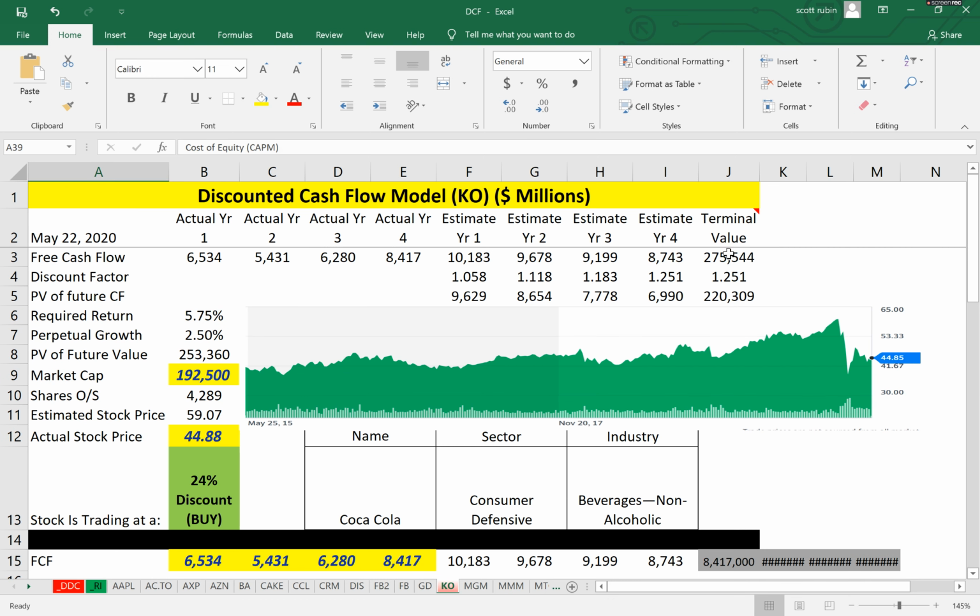So we calculated the future free cash flow. We did a terminal value. We discounted it back to today's dollars. And if you sum up these lines, you get 253 billion, which is the estimated price of the company. And if you divide that by 4.3 billion shares, the estimated stock price is $59. And they're trading at $45. So they're trading at a slight discount, a 24% discount. So this is actually a buy according to this model.